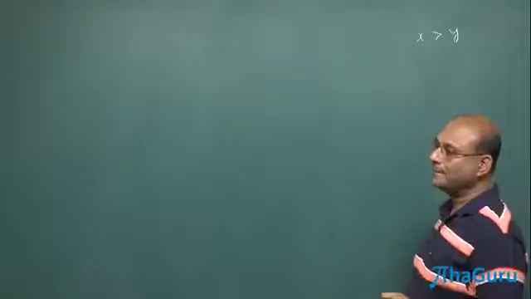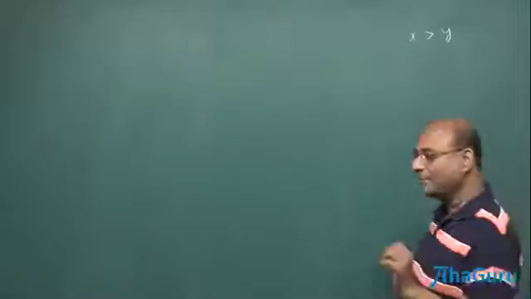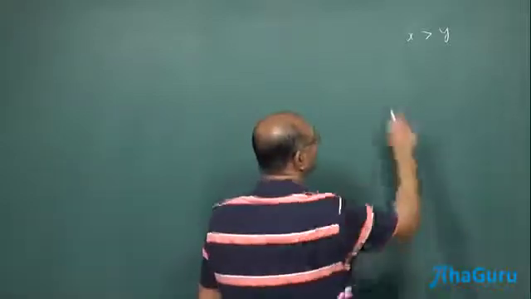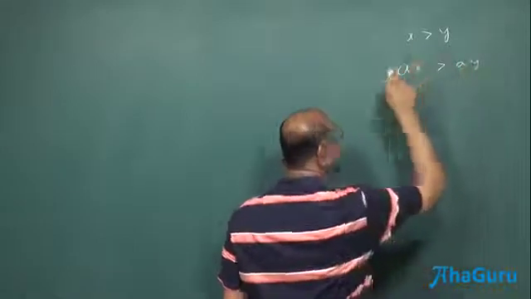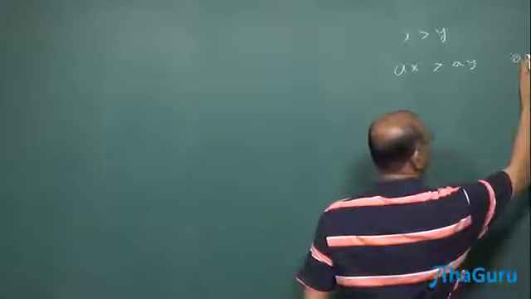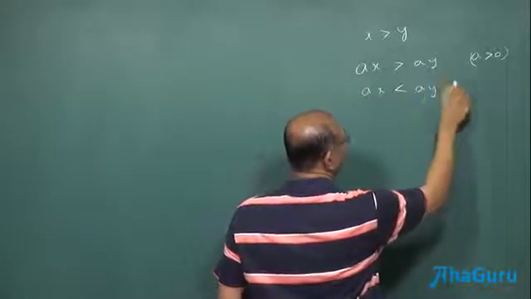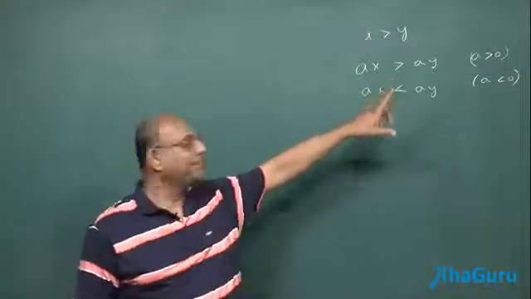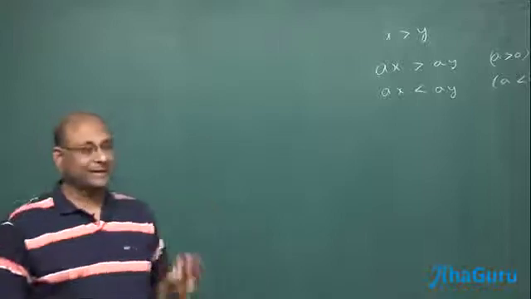What if I multiply by some number? If I multiply by 5, 5x is greater than 5y. What if I multiply by minus 3? The inequality flips. So if I look at a times x greater than a times y, this implies this only if a is positive. So this assumes a is positive, and if a is negative, then ax is less than ay, given a is less than 0. So basically if you are multiplying by a negative number, the inequality flips, right? And that is something that usually people forget.